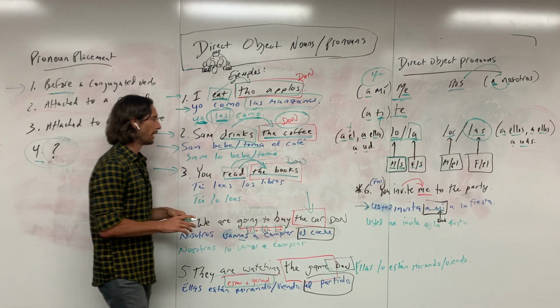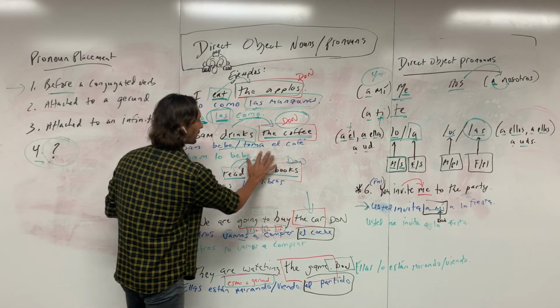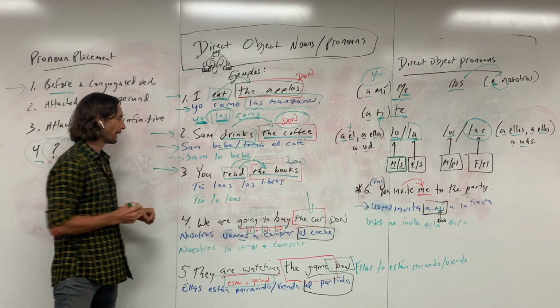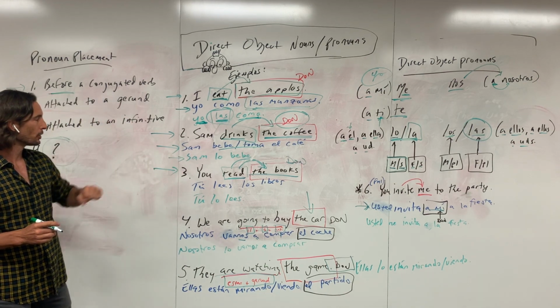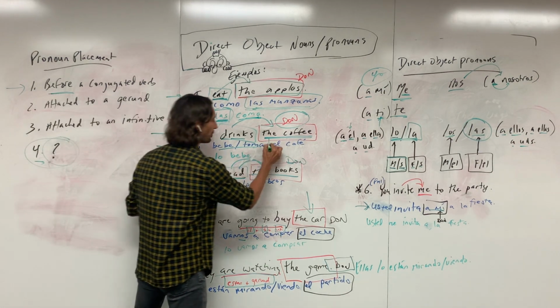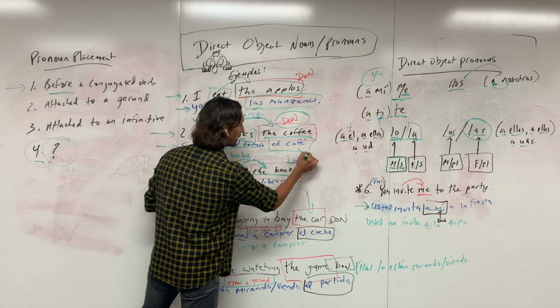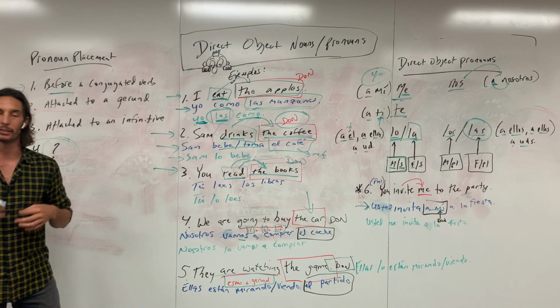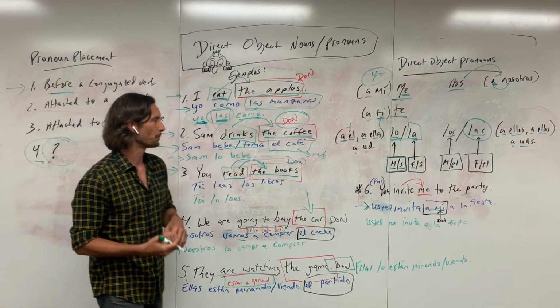And so we're going to erase that really quickly to avoid confusion. And so we have here, Sam lo bebe. And to bring your attention here to café, it's a masculine singular noun. It's a masculine singular direct object noun, to be more specific.